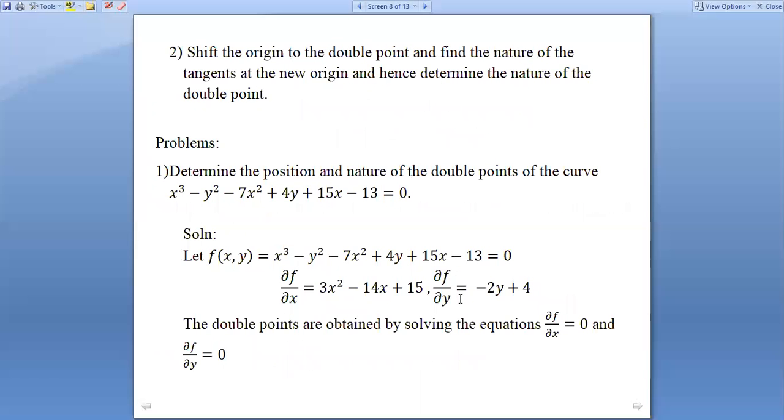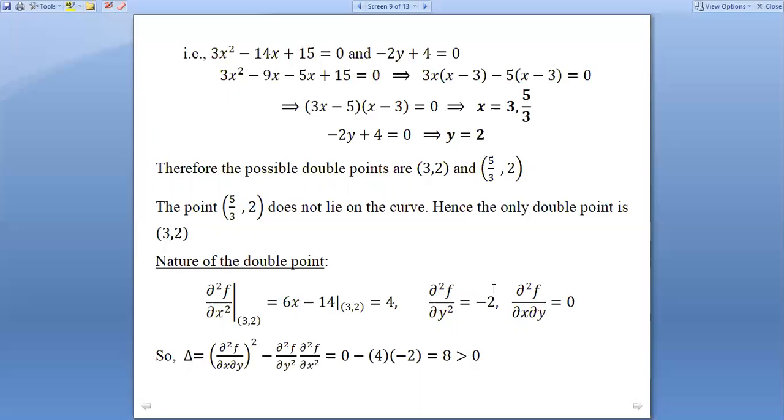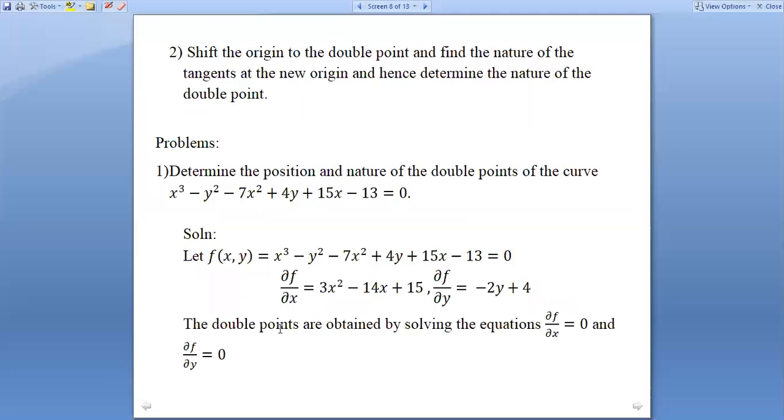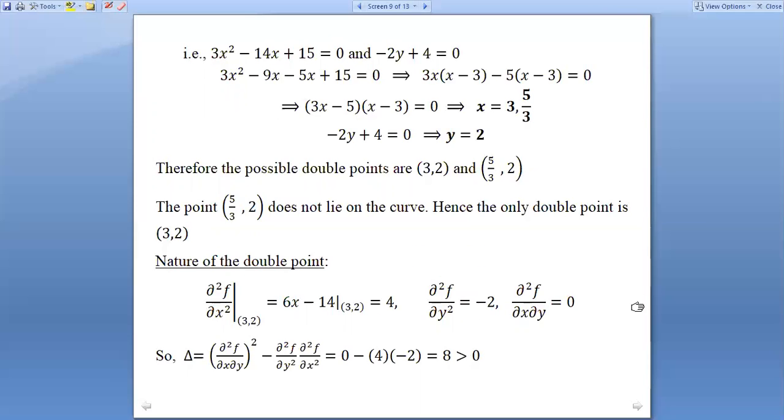Next, ∂²f/∂y²: you differentiate with respect to y and you will get minus 2. And ∂²f/∂y∂x will be 0, as there is no term in y. Similarly, ∂²f/∂x∂y is equal to 0.